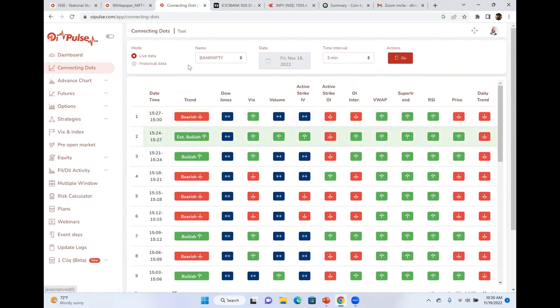I use, as you can see, this is the live data of Bank Nifty on a 3-minute time interval. They are looking at various parameters, right? Things that impact Bank Nifty. They're also looking at the Dow Jones Index, how is it moving? VIX is the volatility. What is happening to the volume?